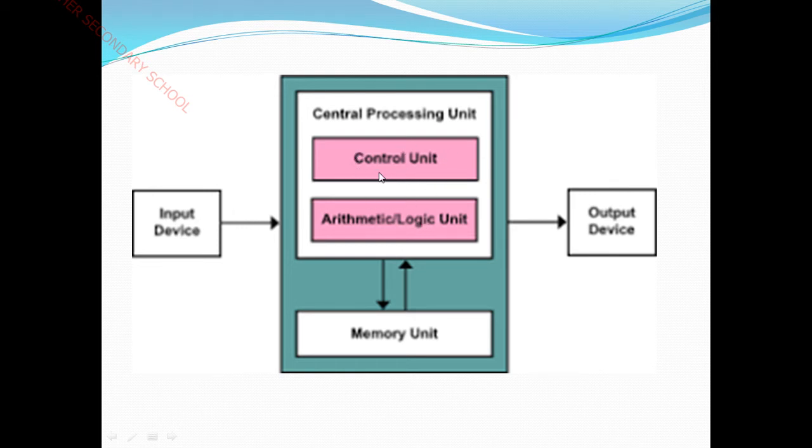Then this control unit gives signals to this memory unit to store that data. Then this control unit gives signal to this output device to display the data on the screen. So this is the way the control unit will act. Okay, do you all understand this?